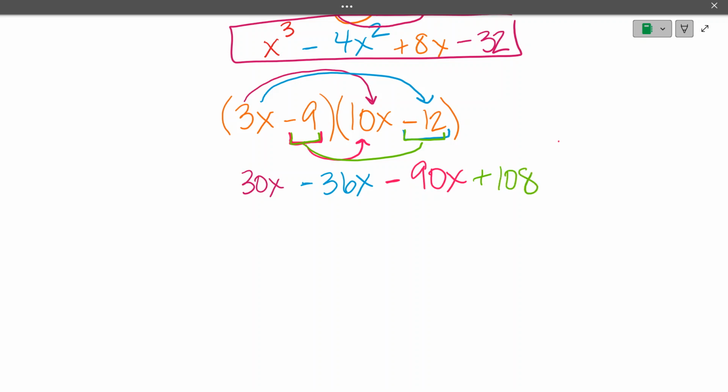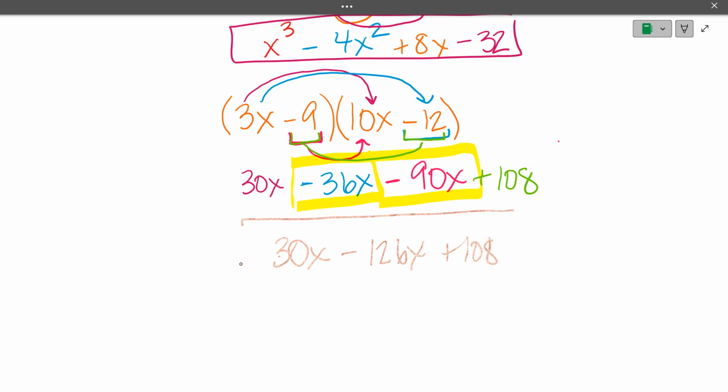So now we want to be really careful because I'm noticing that I've got two like terms and they are both negative. So let's go ahead and simplify this. So we end up with 30x squared. And now we have negative 36x minus 90x. So we are going from negative 36 and then we're going left 90 more. So that gives me negative 126x and then plus 108. And that is our simplified process of distribution that we often call FOIL.